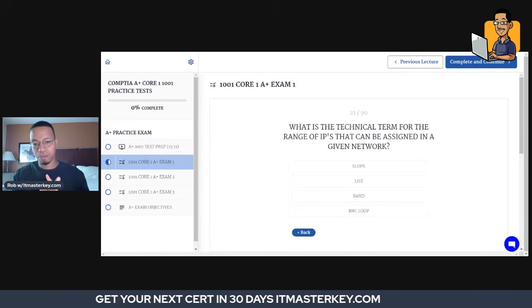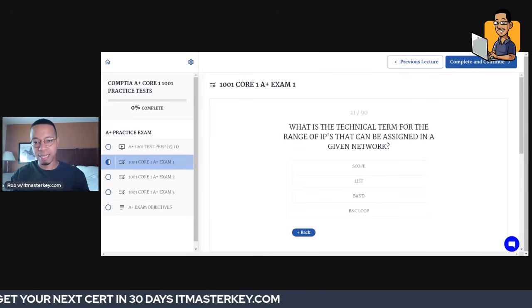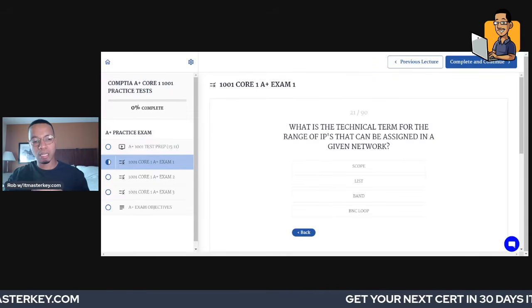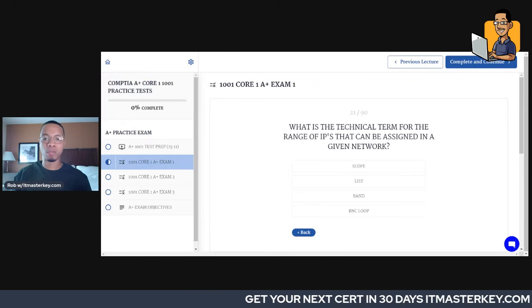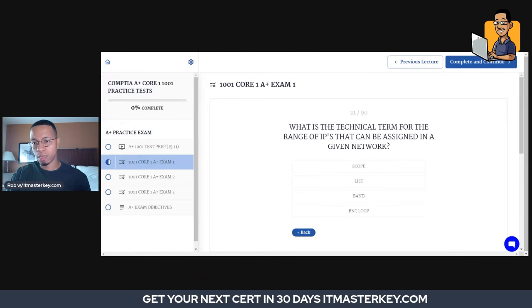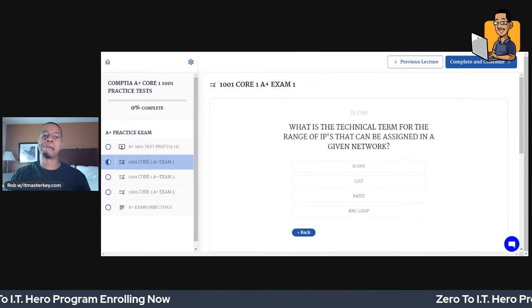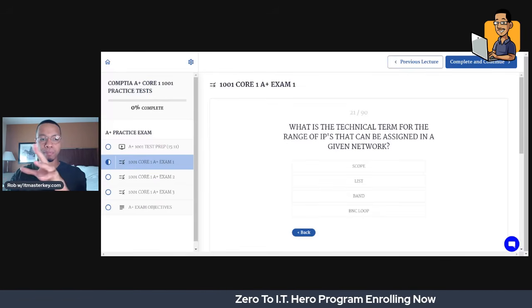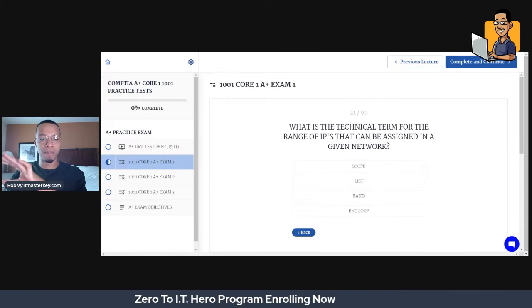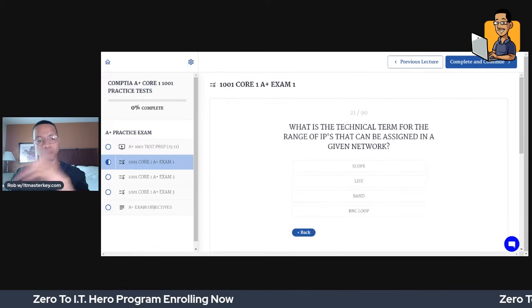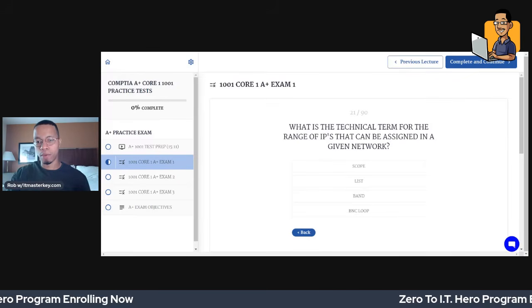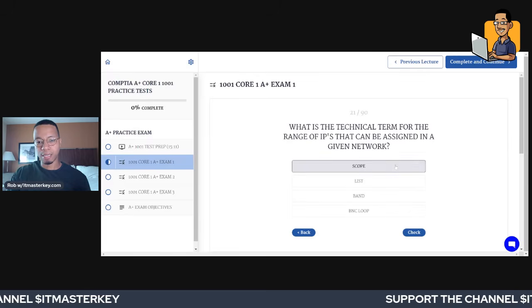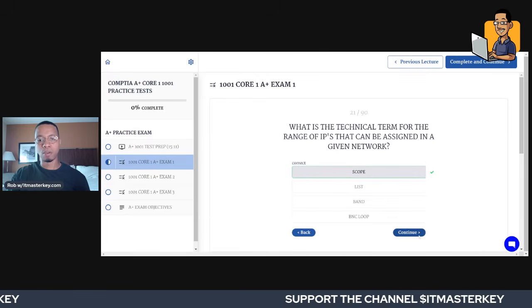What's the technical term for the range of IPs that can be assigned in a given network? What's the technical term for that? So you can't just assign IP addresses willy-nilly, because you might come up with duplicate IPs, or you may assign the wrong IP range to one device, or one set of devices that was supposed to go to another device, and so on and so forth. So the technical term for that range of IPs is the scope. Right, that is the scope.